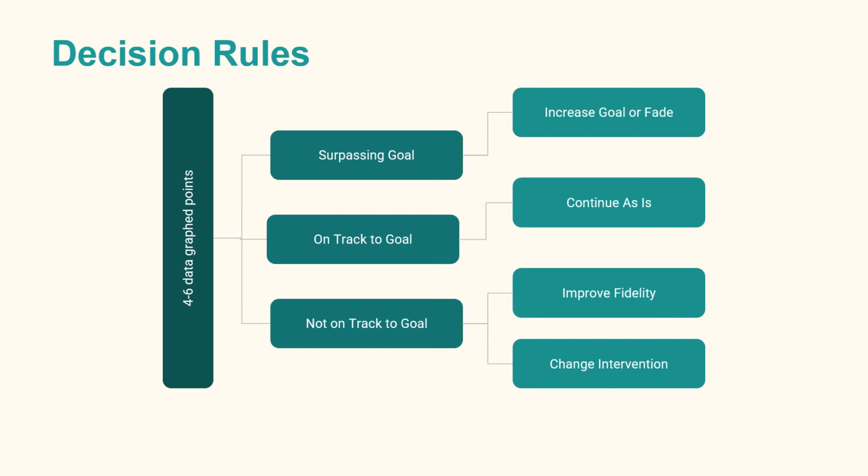If the student is not on track to meet the goal, we'll first check the fidelity. Was the student present for the intervention? Was the intervention given as intended? If not, our first step is to improve fidelity so we can get an accurate picture of its effectiveness. If fidelity is ensured, then we will change the intervention.